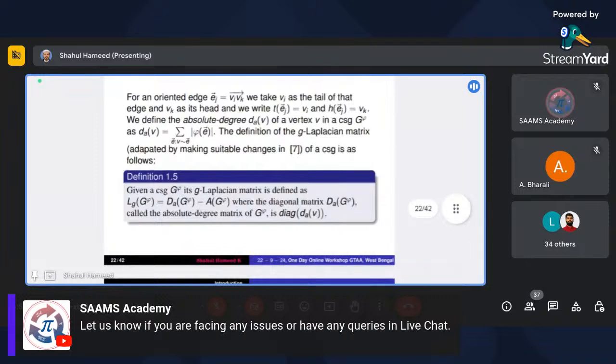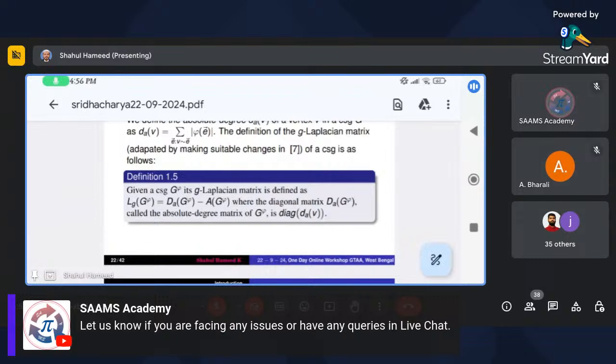Okay, now this is the definition of the G-Laplacian matrix. It is the absolute degree diagonal matrix, consisting of the absolute degrees of the vertices, minus the adjacency matrix. In the case of an ordinary graph, it will be DG minus AG. Here it is D_AG phi, where we have to deal with the sum of the absolute values of the edge gains.